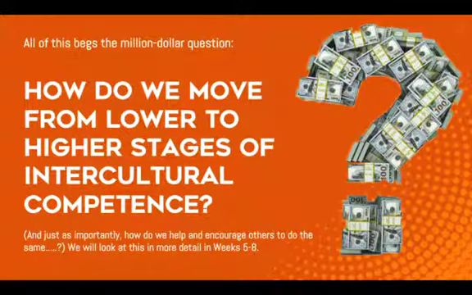And all of which ultimately begs the $1 million question: how do we move from lower to higher stages of intercultural competence? After all, this is arguably what we're looking at the DMIS for. We need to be able to identify different stages of intercultural competence and move from one to the other ourselves, and encourage and help others to do the same. This is what we're going to be looking at in detail in weeks 5 to 8. This is the whole point of studying intercultural competence. But the purpose of last week's and this week's lectures is to introduce the framework for doing this process.